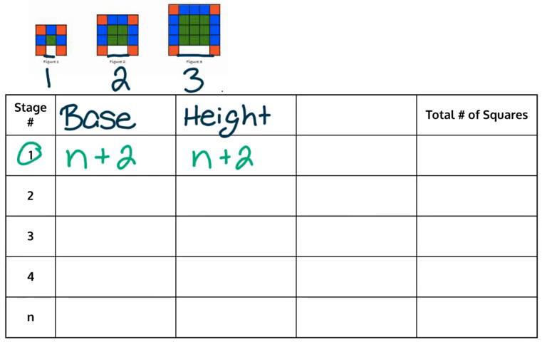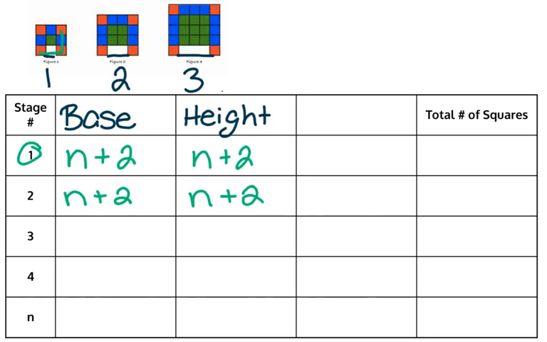Because if I'm at stage 1, my base is 1, 2, 3, and my height is 1, 2, 3. And the same is true for stage 2. My base would be my stage number plus 2, and my height is my stage number plus 2. And again, n is representing stage number.